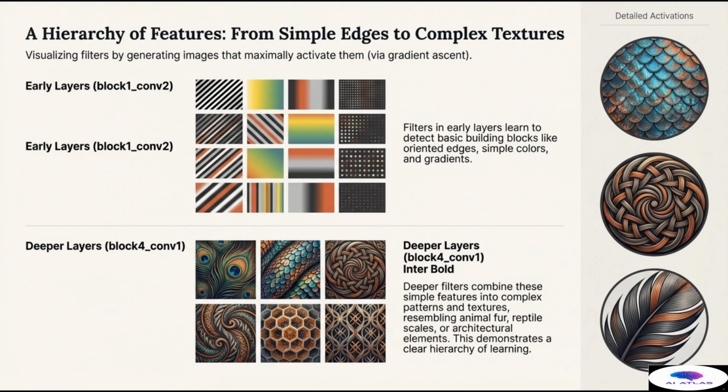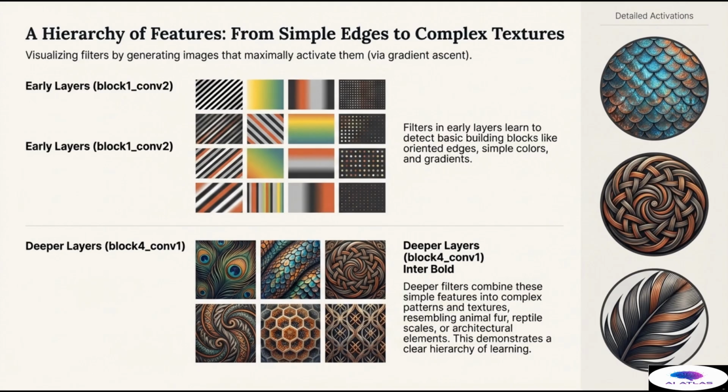As we progress deeper into the architecture, however, the filters begin to synthesize these simple components. The visualizations for deeper layers, such as Block 4 Conv1, show dramatically complex, high-level textures and patterns. These filters are no longer just looking for a 45-degree line. They are looking for combinations of lines and colors that form recognizable semantic structures.